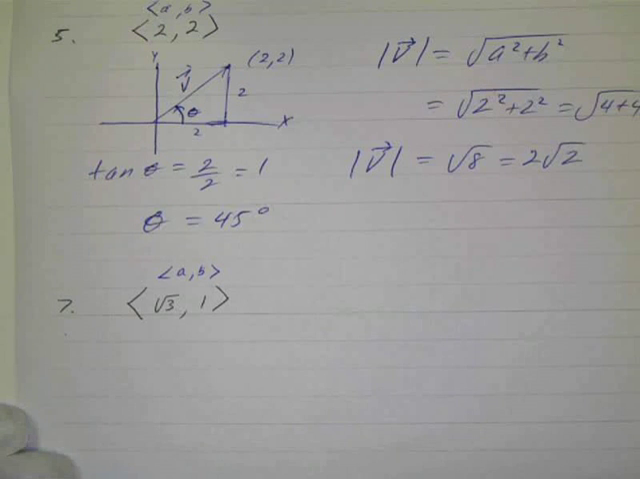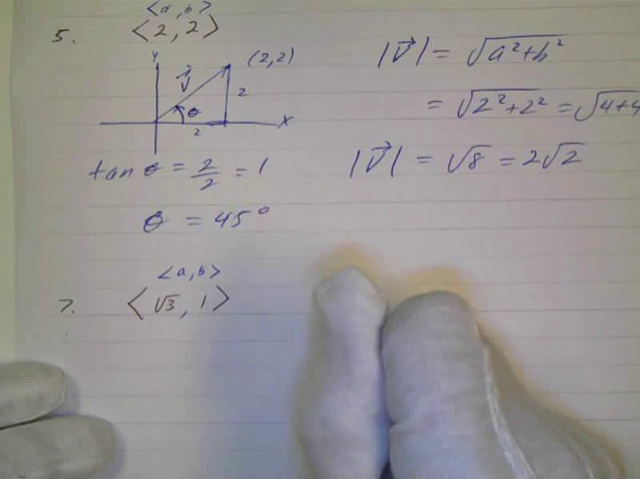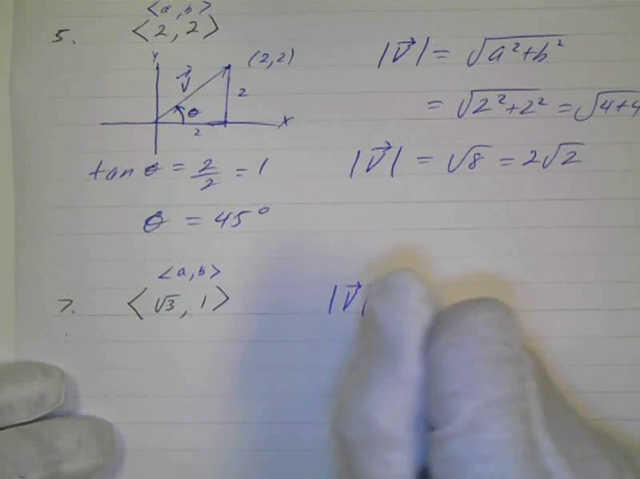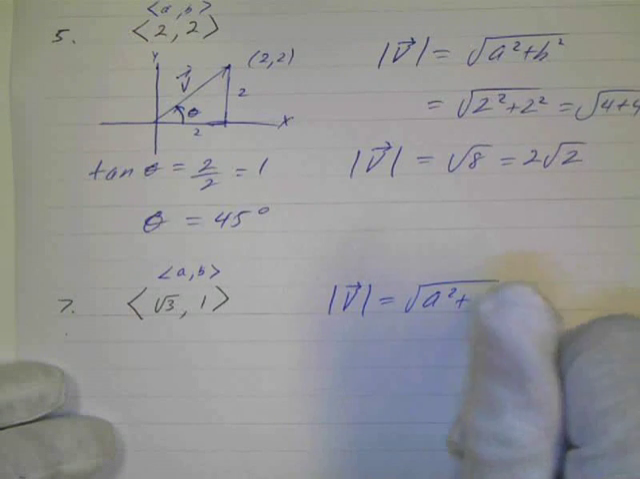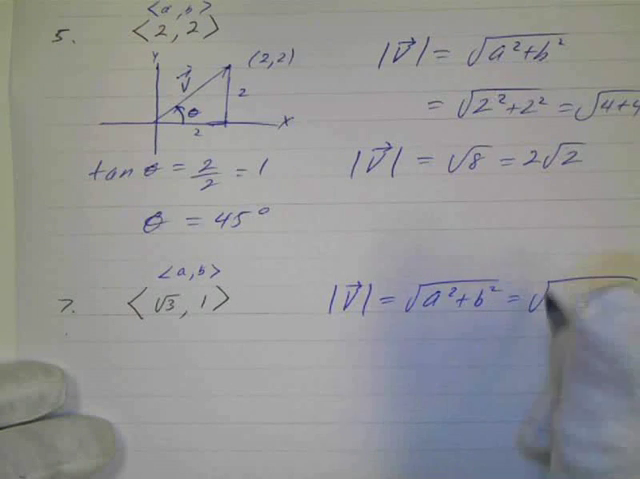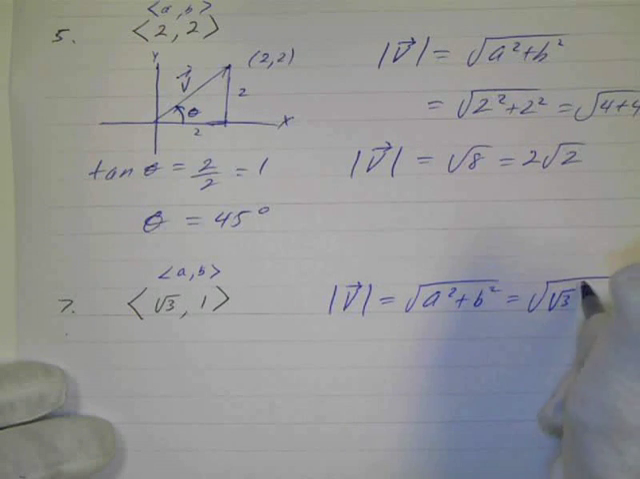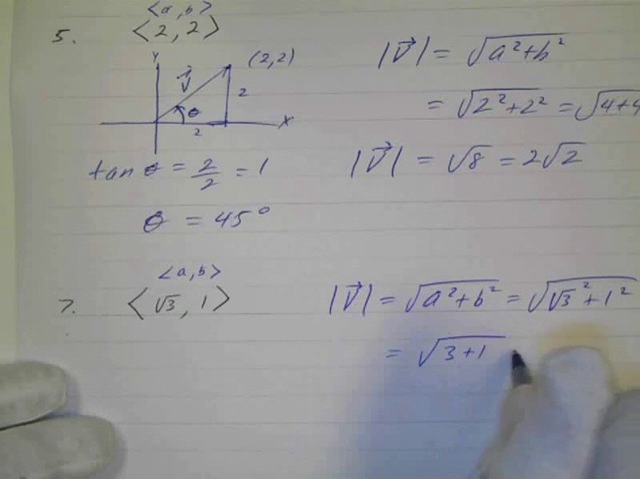So AB, again, we know the magnitude of the vector just equals the square root of the horizontal component and vertical component squared. Square root of 3 squared plus 1 squared. That's just going to be equal to the square root of 3 plus 1, which is the square root of 4, which is just 2.